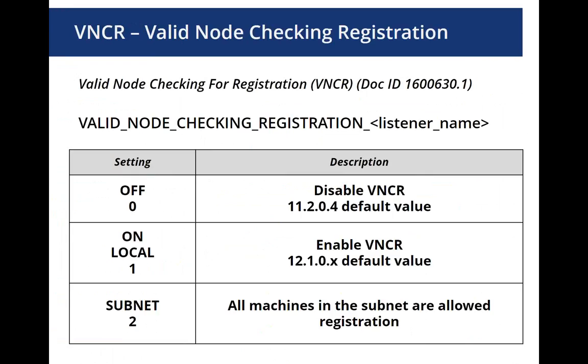In the settings column here, it's very important to know that you can set these a couple of different ways, and they're all equivalent settings. It's either off or zero; on, local, or one are the same setting; and subnet or two are the same setting. Those are the different settings. So if you set VALID_NODE_CHECKING_REGISTRATION equal to off or to zero, you'll get the same result. The key point here is VNCR for 11.2.0.4 is off by default.